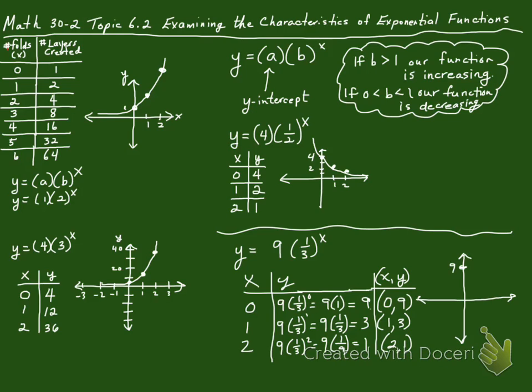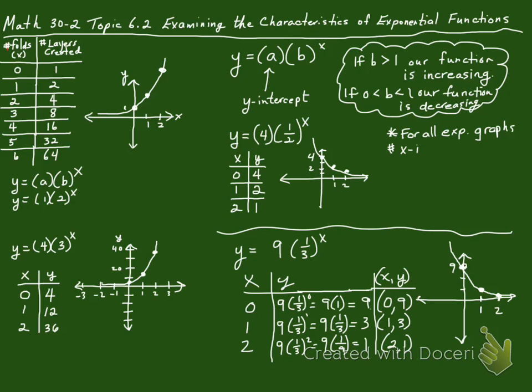When I graph this now, we've got x is 0, y is 9. When x is 1, y is 3, because we're going down by 3's there. And when x is 2, y is 1. And we can put those all through and get that kind of a graph.